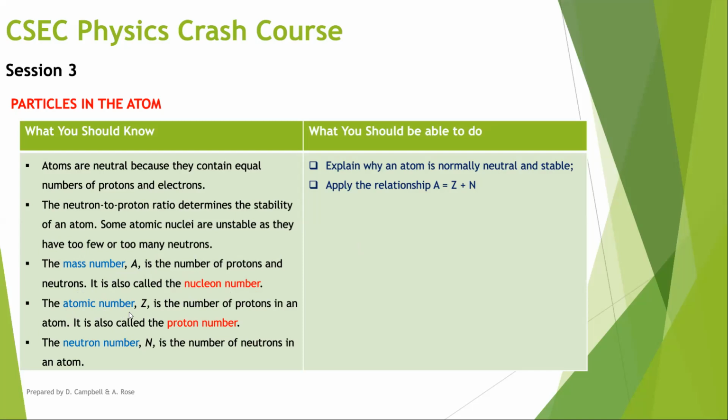The atomic number is represented by Z, and this is the number of protons in an atom. And it is also called the proton number, which makes it obvious. The neutron number is the number of neutrons in an atom, and this is represented by N. So what we have is that if you add the proton number and the neutron number, you'll get the mass number. So A is equal to Z plus N.